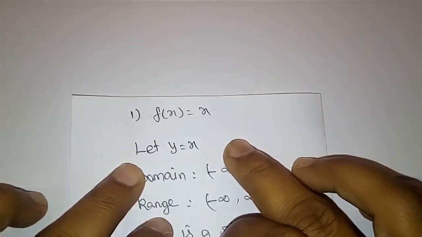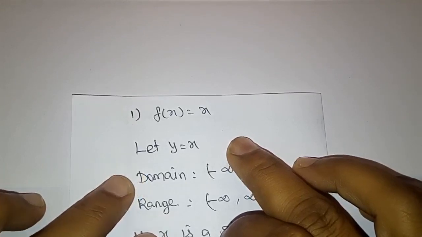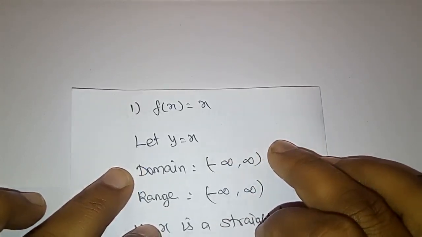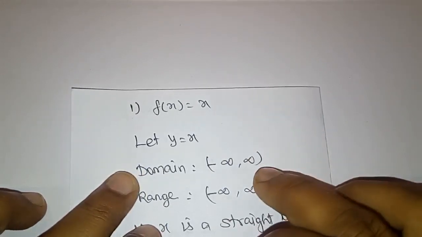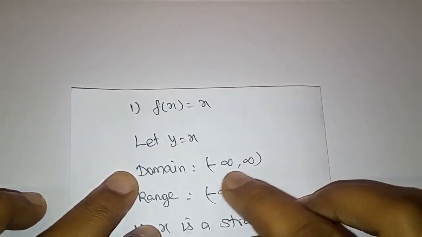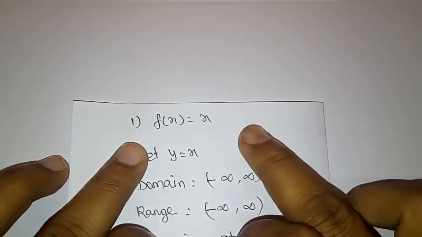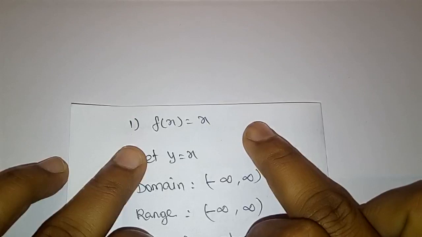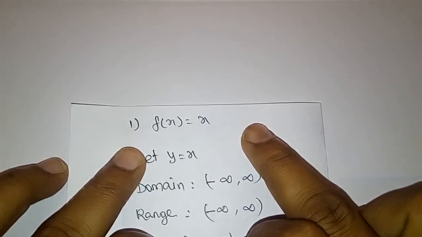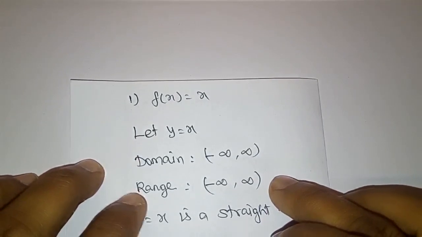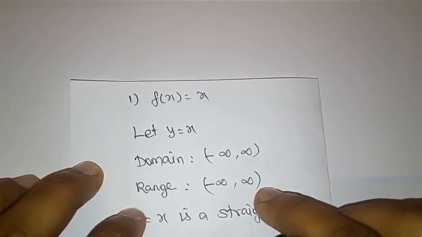Let y be equal to x. We already know that for any polynomial the domain is the entire real line. Therefore, the domain for the given function is minus infinity to plus infinity. For this function f of x, which is equal to x, the input and output are the same. Therefore, the range is also the entire real line, minus infinity to plus infinity.